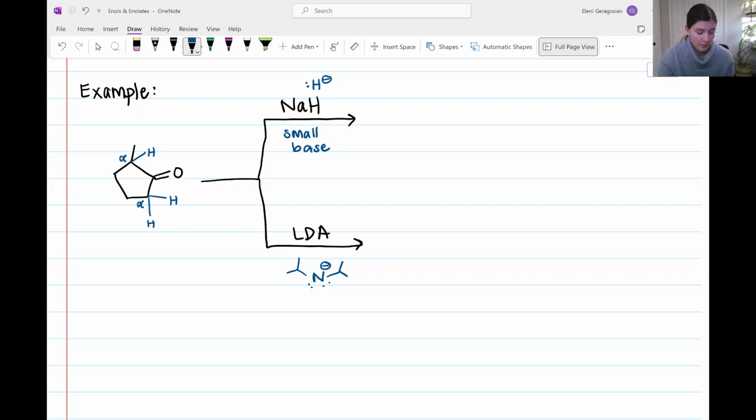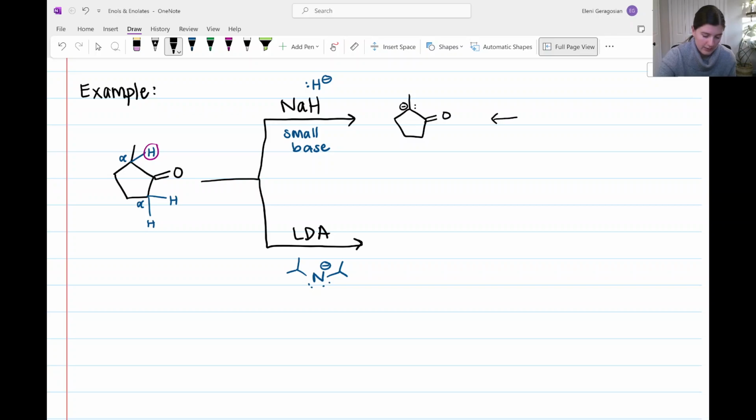So if we use a small base, then we can form the thermodynamic product. This is the product with a more substituted double bond. And so that would result from removing this hydrogen here. So in that case, our products, we can show negative charge on that carbon. So we removed that hydrogen, gave that carbon a pair of electrons.